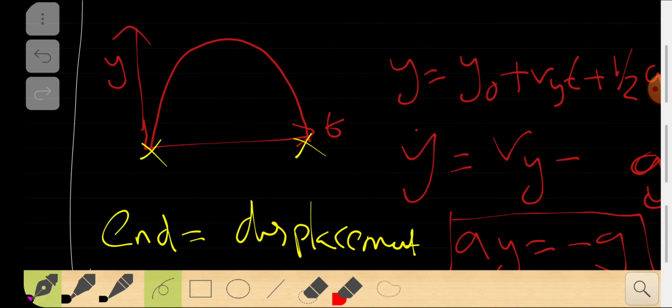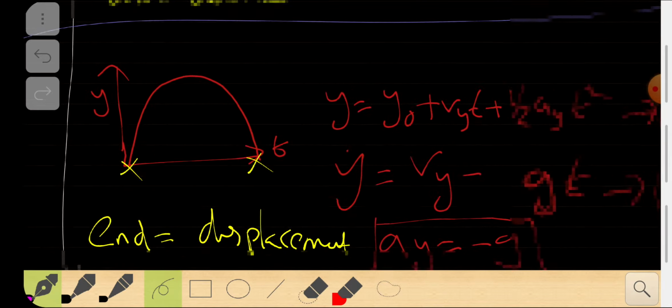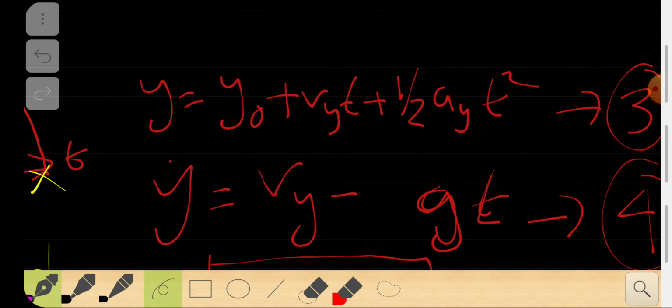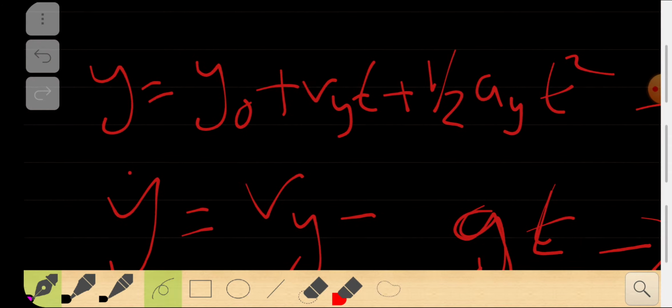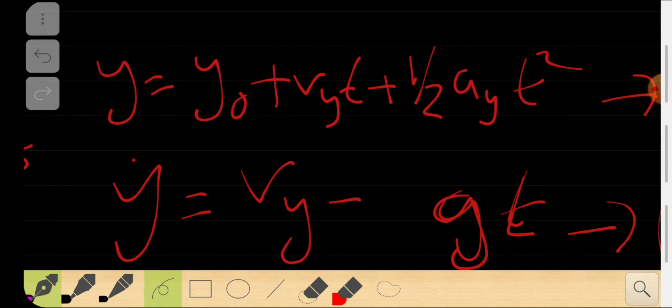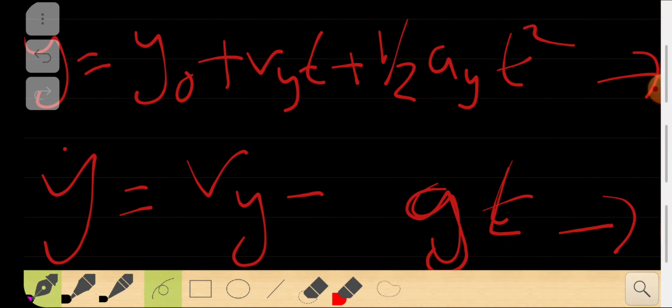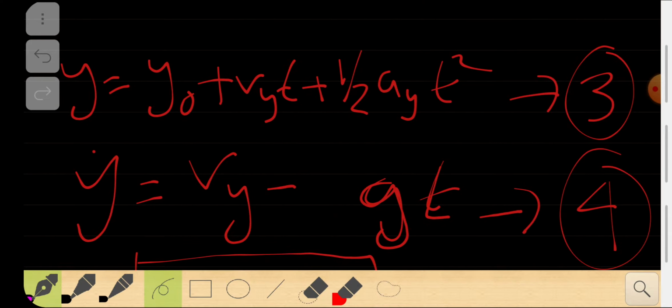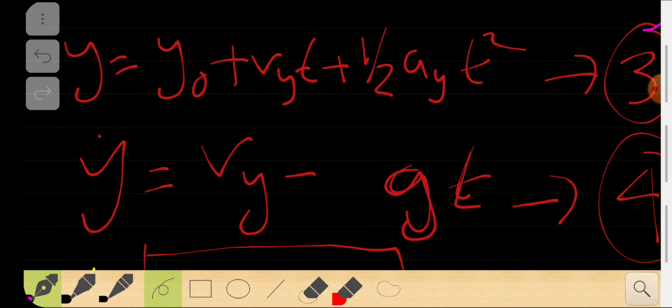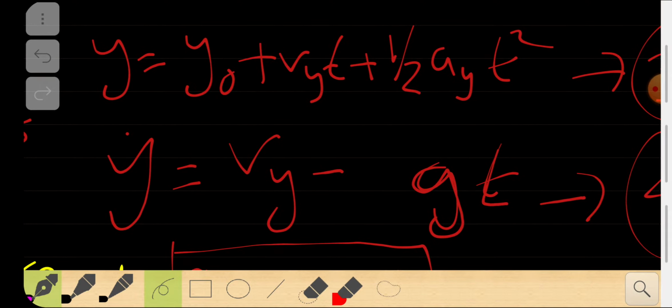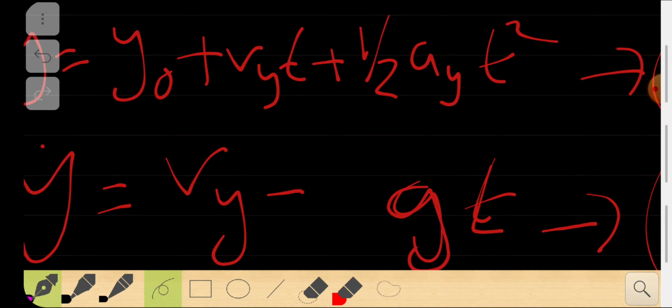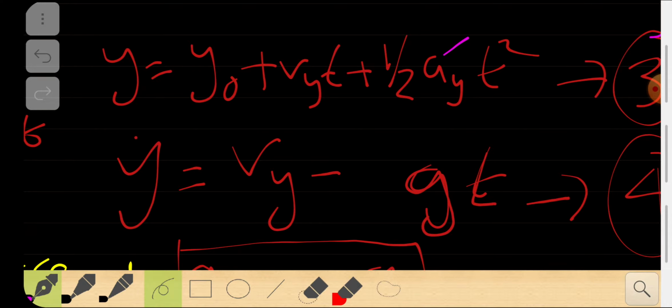Now if you look at the y-axis, I have represented y in terms of t. For that, I have to write down the first equation of motion for position. So you can write down y0 plus vy t plus half ay t square. You can write it down as equation 3. And you can take the derivative of that if you want. You get vy minus gt, so ay will be minus g. That's why here it has become minus gt.